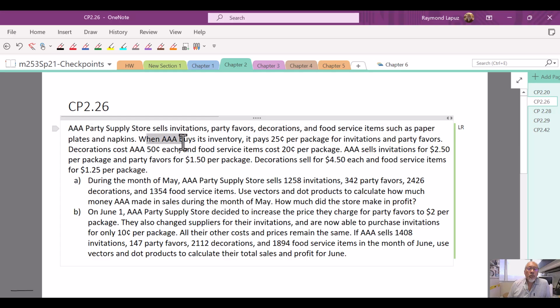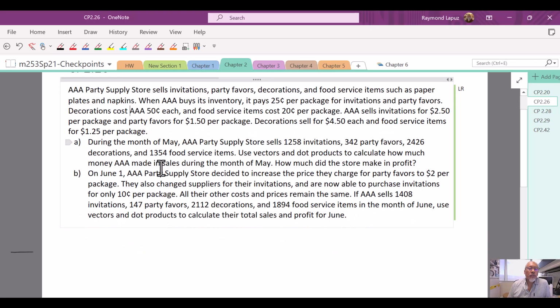When AAA buys inventory, it pays 35 cents per package for invitations and party favors. Decorations cost 50 cents each, and food service costs 20 cents per package. AAA sells invitations, so this is the selling part now, $2.50 per package, party favors $1.50, and decorations $4.50. Food items will be $1.25.